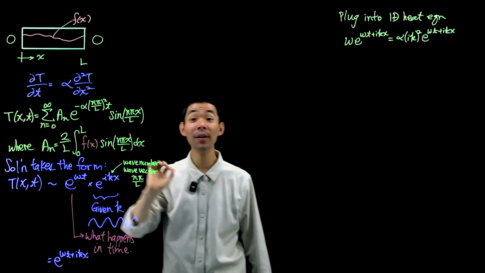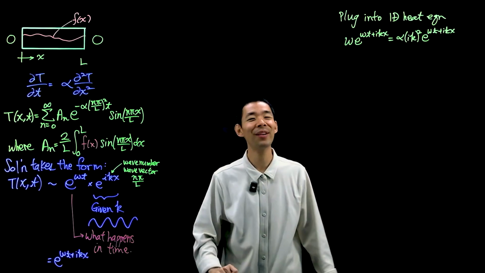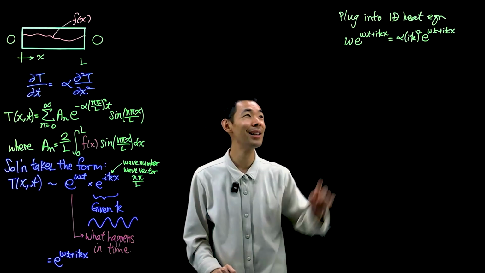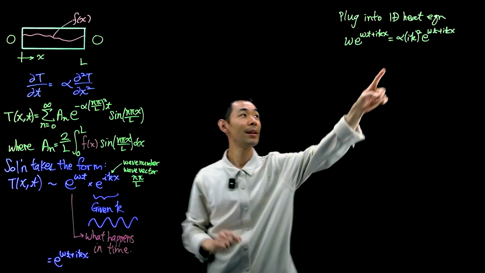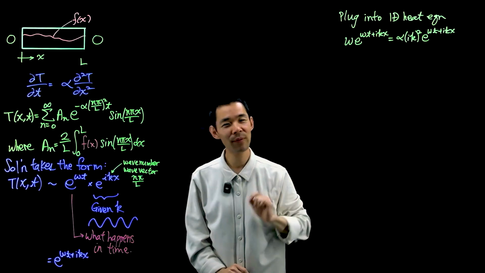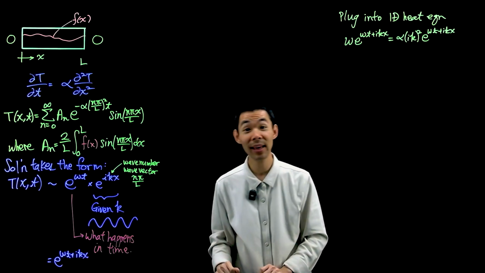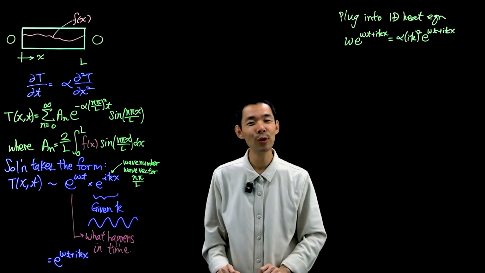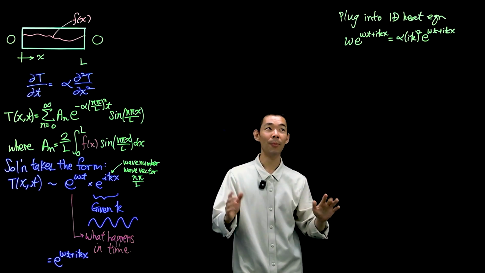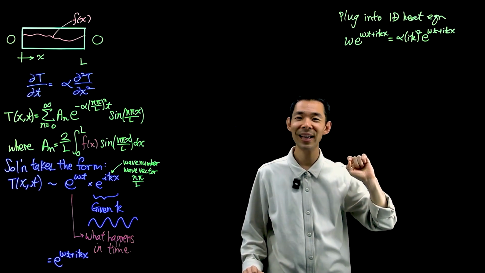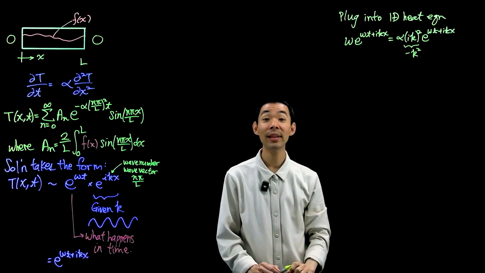So left-hand side, partial temperature, partial time. All we get is an omega to pop outside because the derivative of an exponential is just the thing in the exponential popping outside. So omega times this thing. The right-hand side is alpha times the second derivative with respect to position, x. All we do there is we have an ik that pops outside twice because we're taking two derivatives. So ik squared e to the omega t plus ikx. Now, i squared is equal to -1. i is the imaginary unit. And therefore, that term is just equal to -k squared.